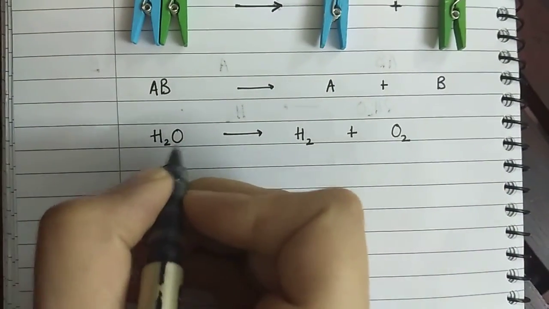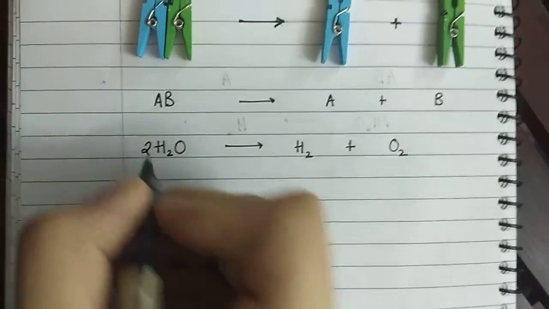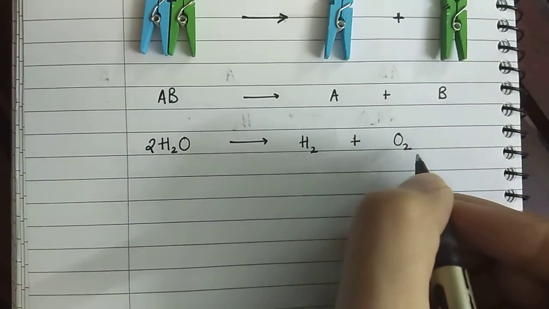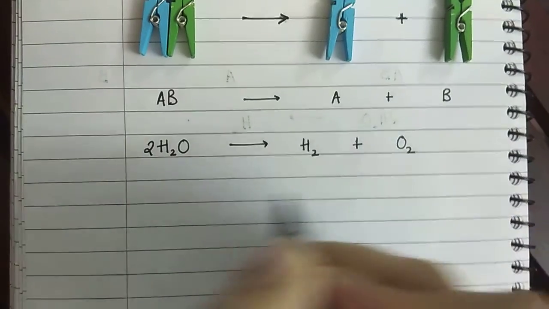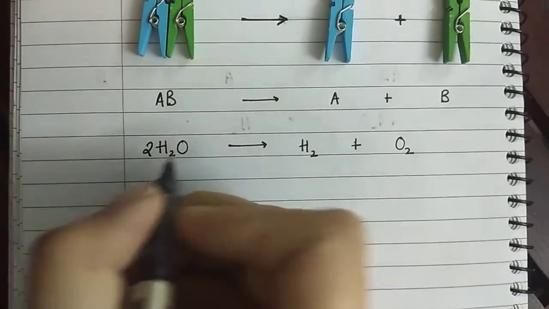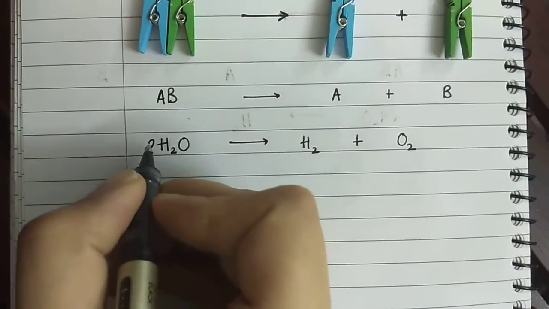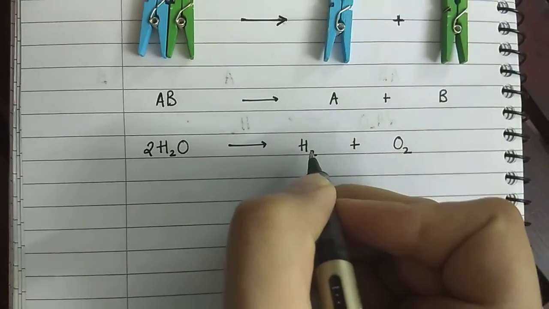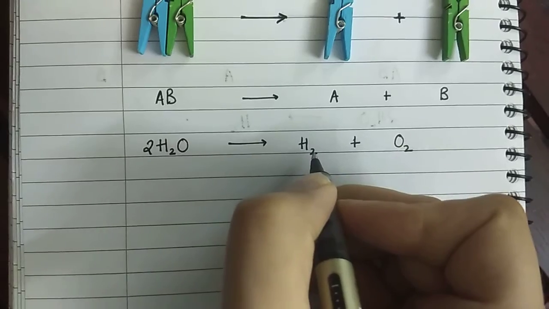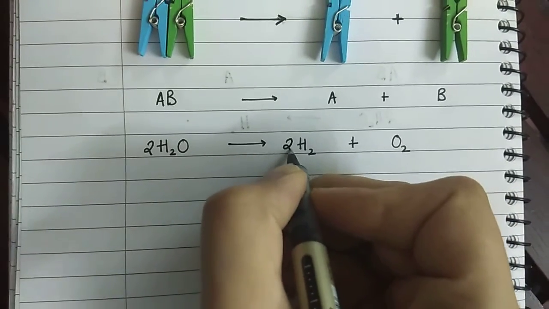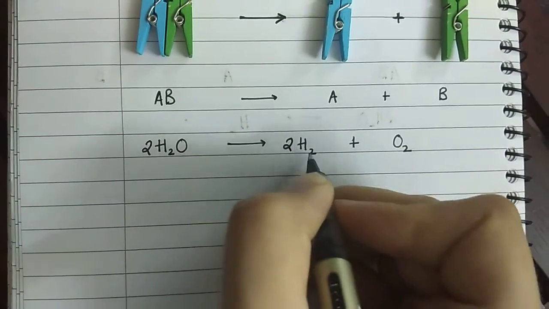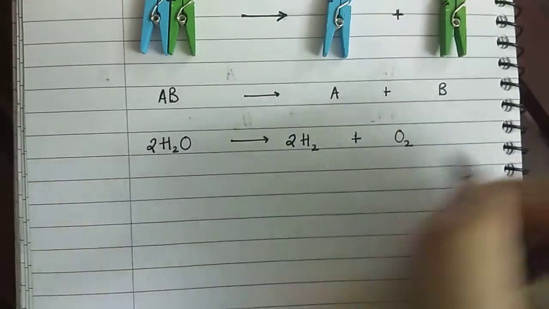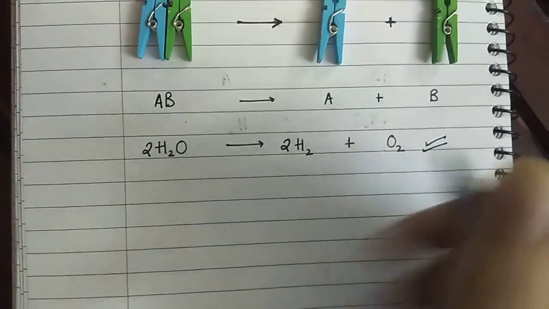So let me make this oxygen as 2 by putting a 2 here. Now I have 2 atoms of oxygen on the left and 2 atoms of oxygen on the right. Now let us check for hydrogen once again. Hydrogen on the left will be 2 multiplied by 2, which is 4, while on the right hand side I have only 2 hydrogen atoms. So if I put a 2 here, I will be having 4 hydrogen atoms on the right hand side as well. So this is your complete balanced equation.